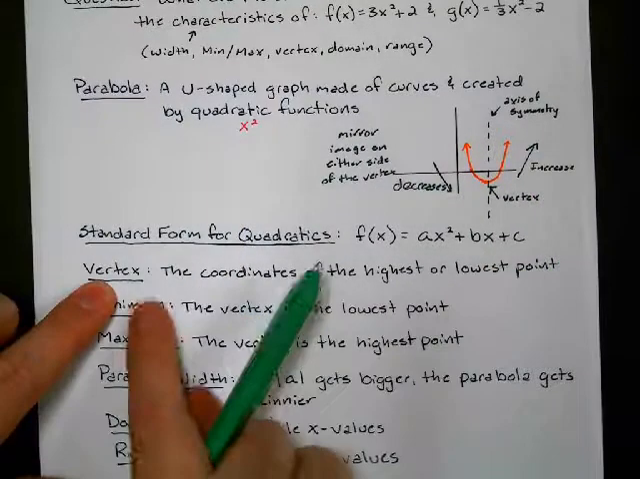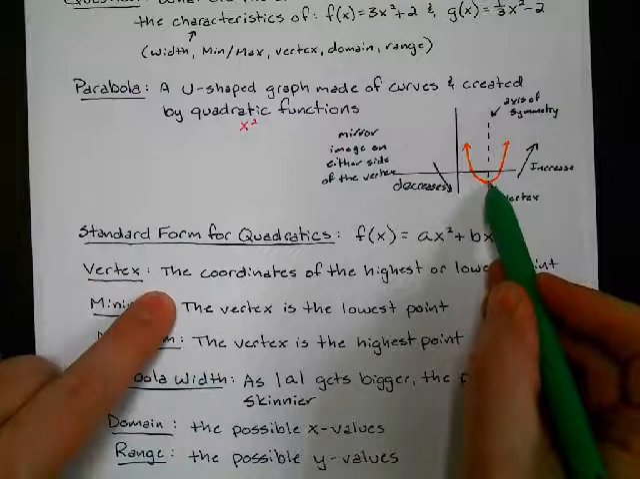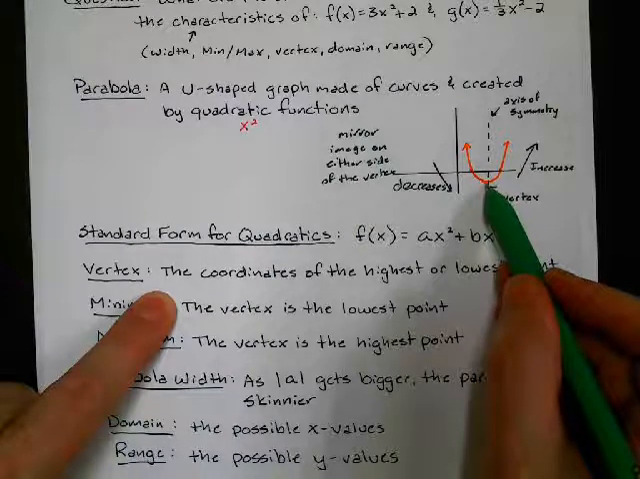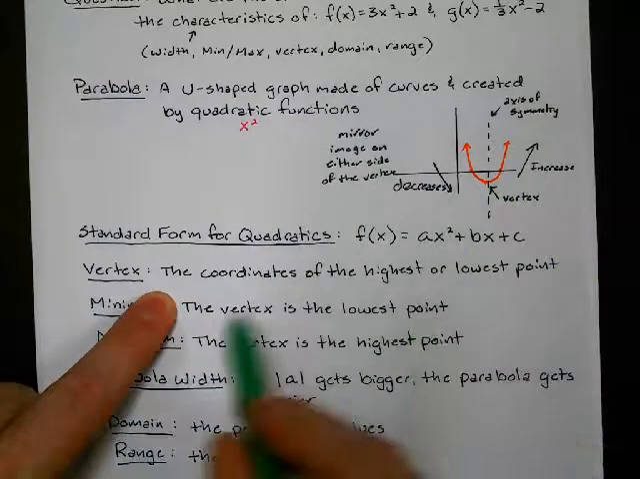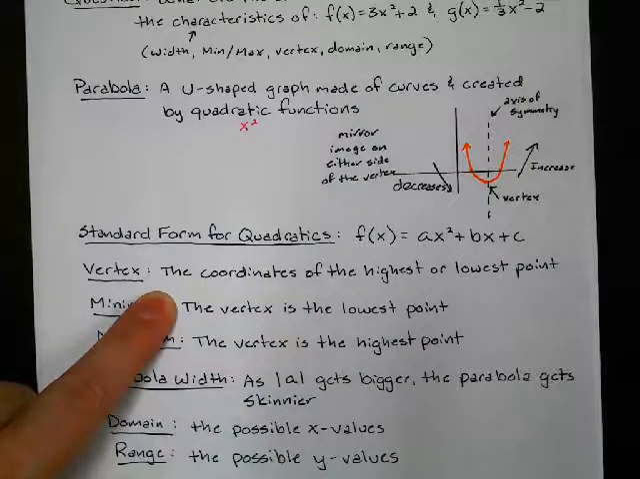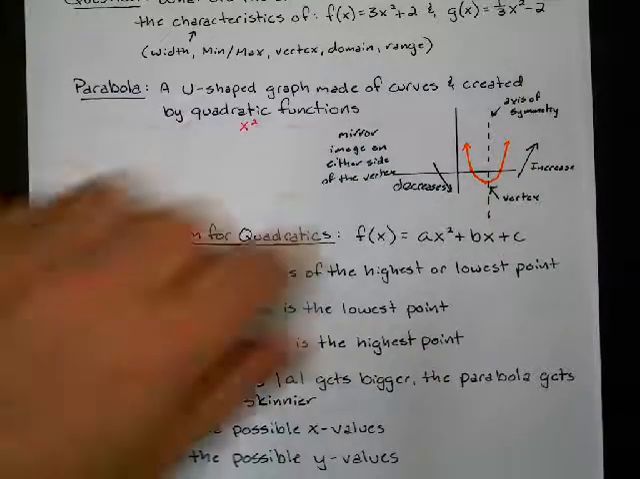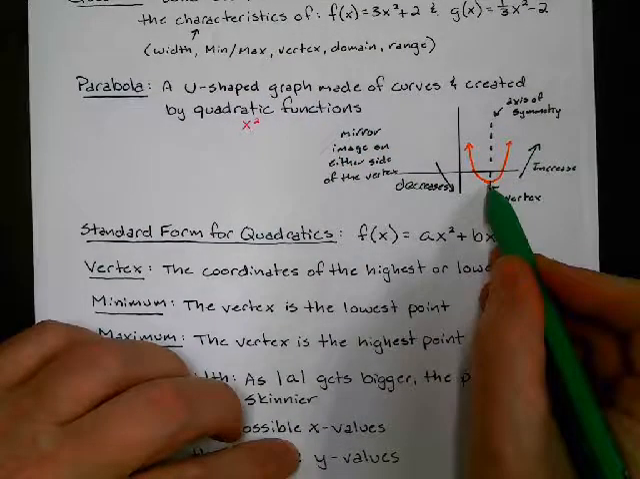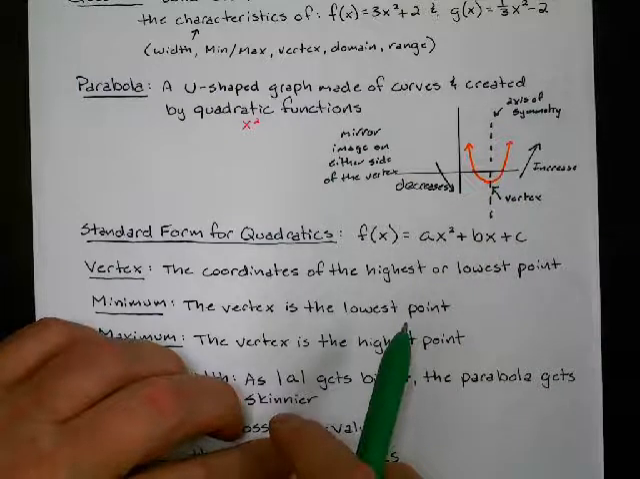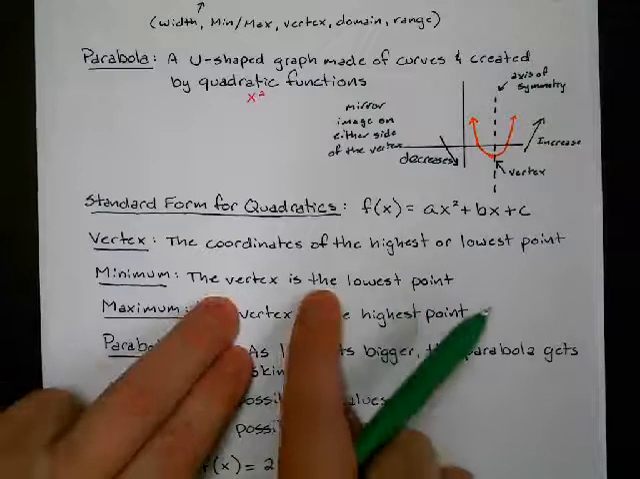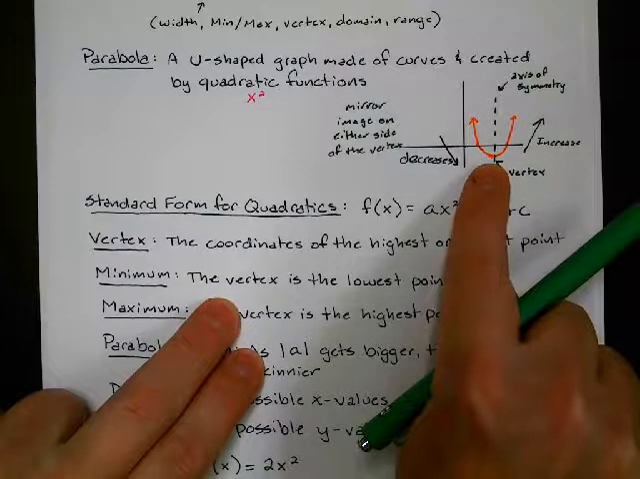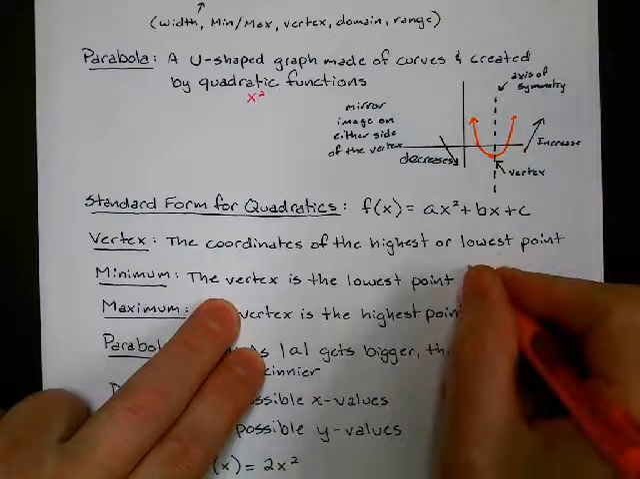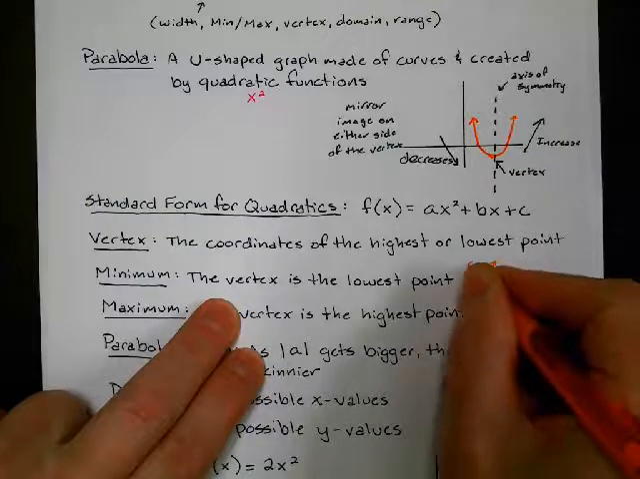Okay, so the vertex, we said this was the vertex on this one. The vertex is the coordinates of the highest or lowest point. This particular one has a lowest point. And so that's the vertex. The vertex is basically where the parabola changes directions. So we see that it was decreasing over here, and then it changed directions and increased over there. The point where it changes those directions is the vertex. When we have a minimum, the vertex is the lowest point. So right there, we have the lowest point. That's what we would call a minimum. So a minimum is when the vertex is down here. That's a minimum.